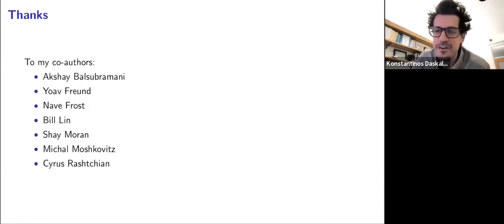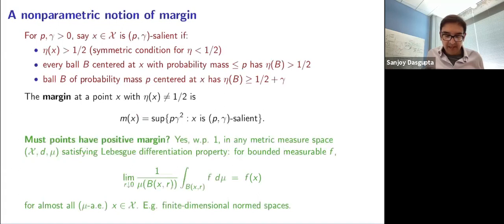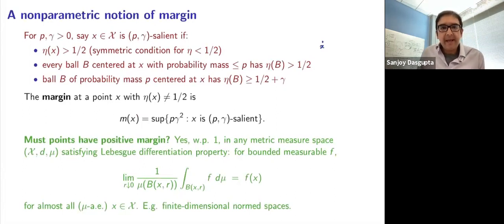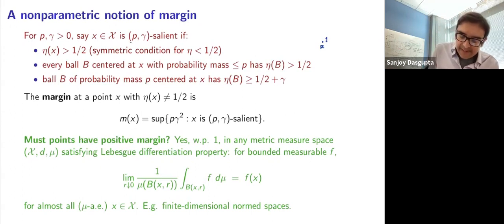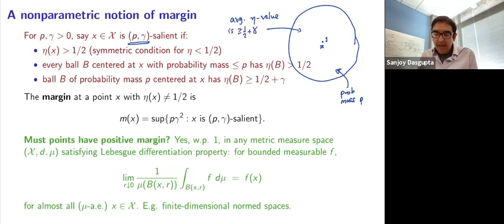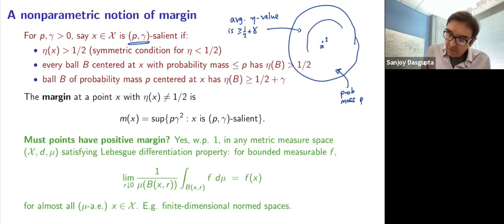Hi Sanjoy, could you explain the margin? Sure, yeah. Absolutely. So here's the margin. What is the margin at a particular point X? Well, let's say that X should have a label of 1. That means that the conditional probability at X is greater than 0.5. We'll say that X is P gamma salient if there is a ball around X of probability mass P, such that the average eta value in this ball is at least a half plus gamma. And that if you look at any smaller ball, the average value is at least a half.